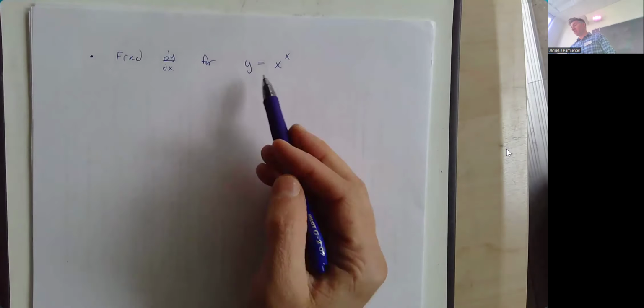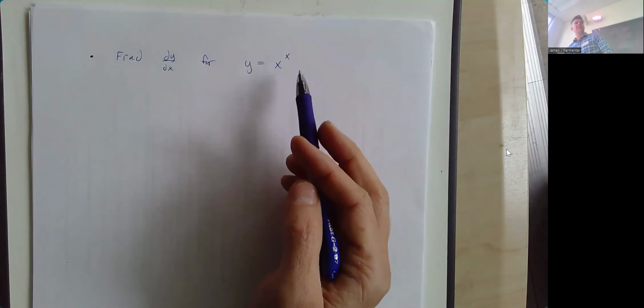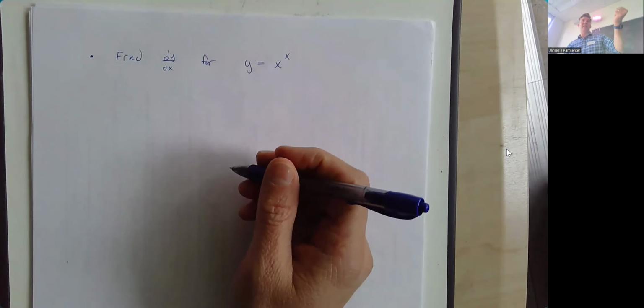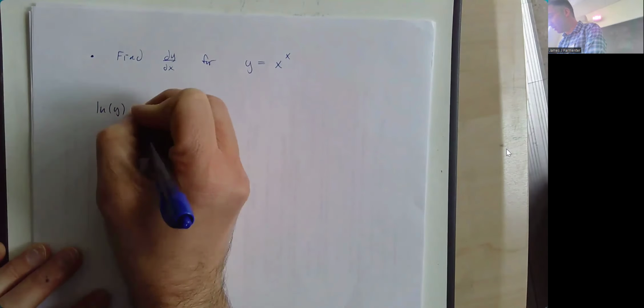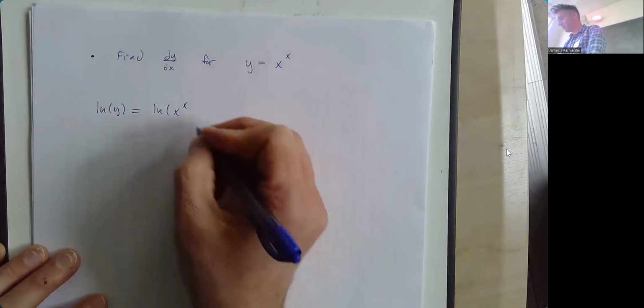I want to differentiate something where I have problems with my exponents. So I'm going to start by taking the natural log of both sides. So the natural log of y equals the natural log of x to the x.